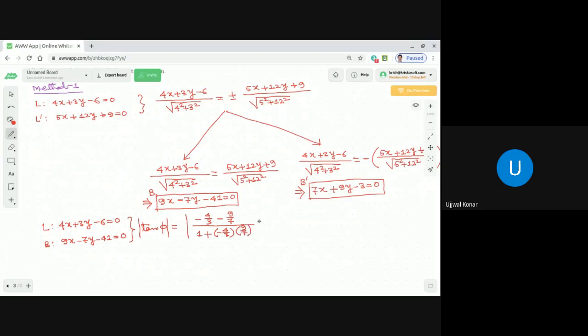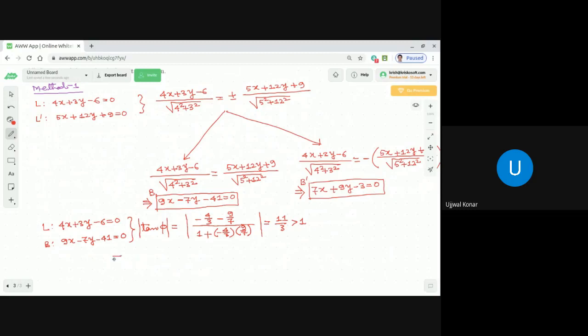Okay, and that is equal to what, dear students? That we are going to get. I'm not spending time in simplification. We'll get 11 by 3, which is greater than 1. That means B is the obtuse angle bisector. Eventually, B dash, that is 7x plus 9y minus 3, should be the acute angle bisector.